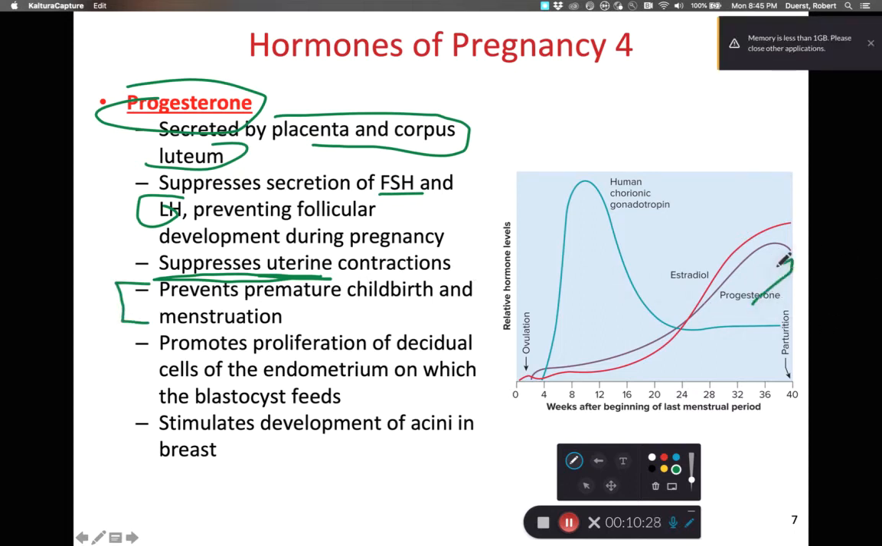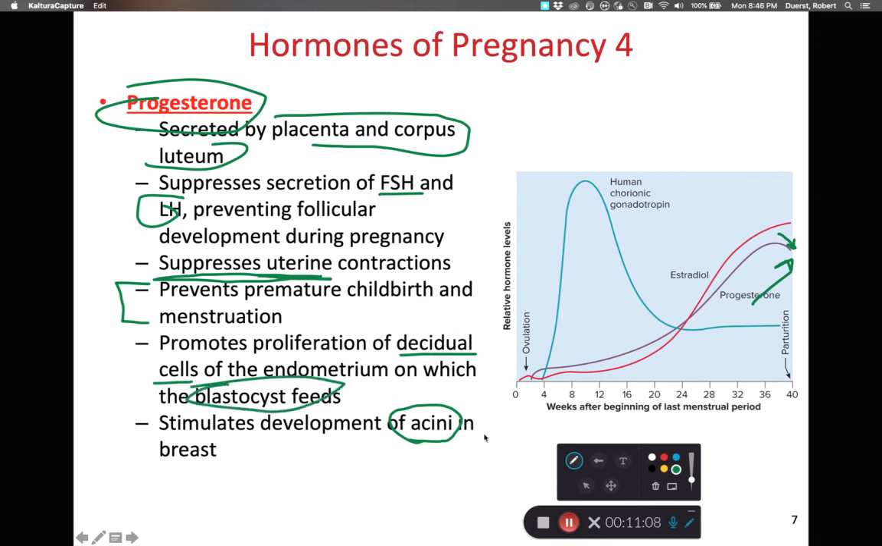Notice right at the end of pregnancy, progesterone concentrations decline. They drop off right at the end. And that's a good thing because right at the end, we don't want to inhibit uterine contractions anymore. We want the kid to come out of the uterus. Progesterone is also going to stimulate the development of acini within the mammary glands, mammary acini, so that we can have more milk production within the female's breast. And progesterone also is going to make it so that we have more decidual cells within the endometrium. And those decidual cells are a food source for the growing blastocyst.